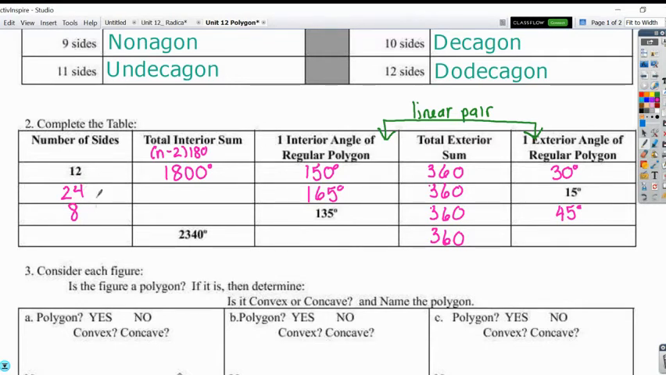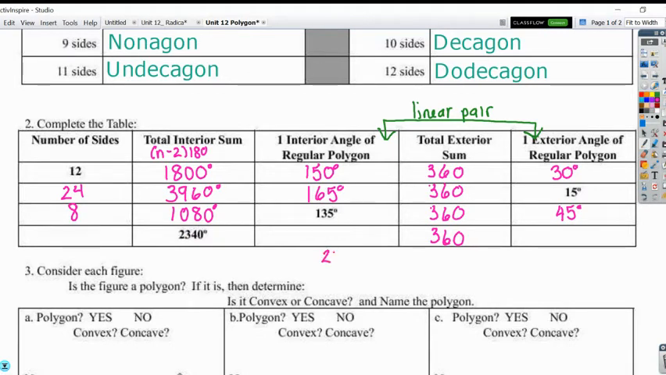When you know these, then it's pretty easy to find that interior sum again, doing that formula n minus 2 times 180. So 24 minus 2 puts us at 22 times 180. So we're looking at 3,960 degrees. And if you have 8 sides, then you're thinking n minus 2 is 6 times 180 would put you at 1,080 degrees for it.